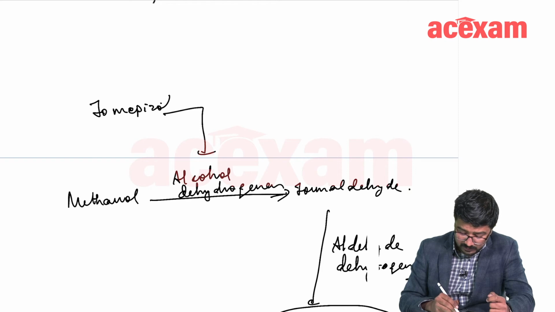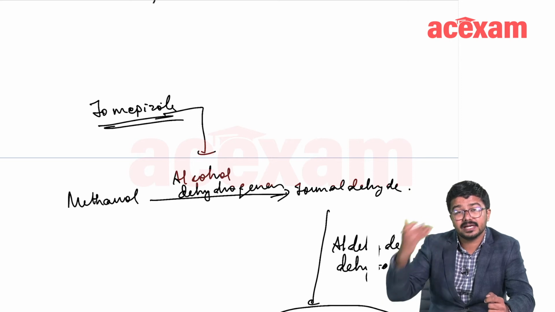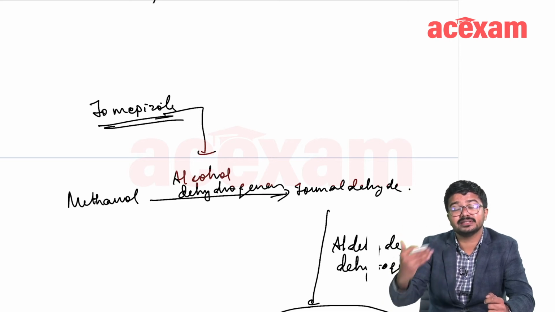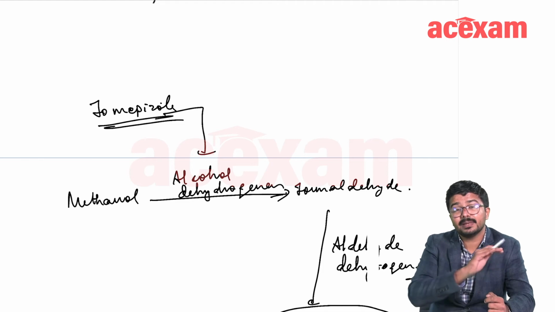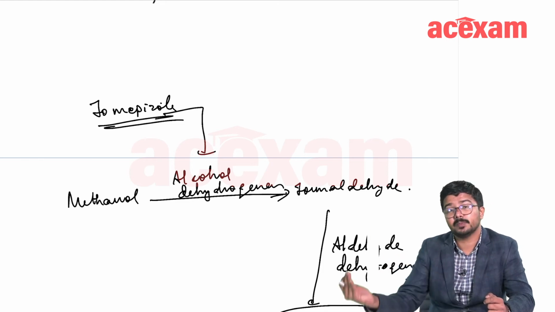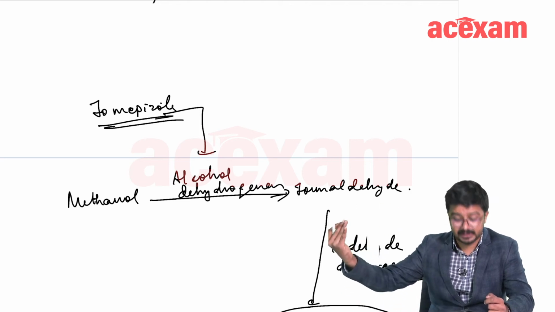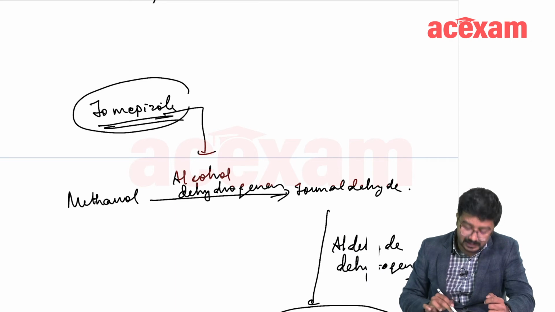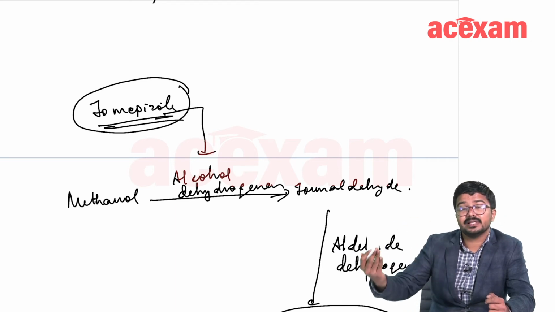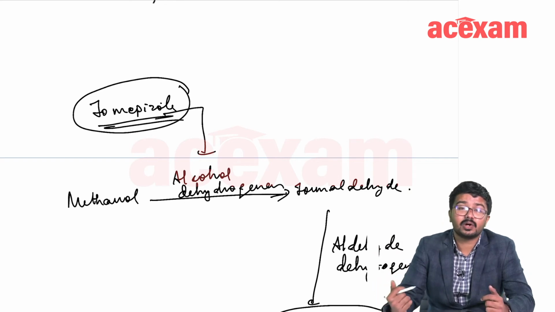Now this fomepizole will be competing with the methanol for binding with the alcohol dehydrogenase, and it will be reducing the amount of alcohol dehydrogenase available for the metabolism of methanol, because only if the methanol gets metabolized will the formic acid be formed. Only if formic acid gets formed is it going to cause the ocular toxicity. So if fomepizole takes away the alcohol dehydrogenase, the metabolism is not going to take place.